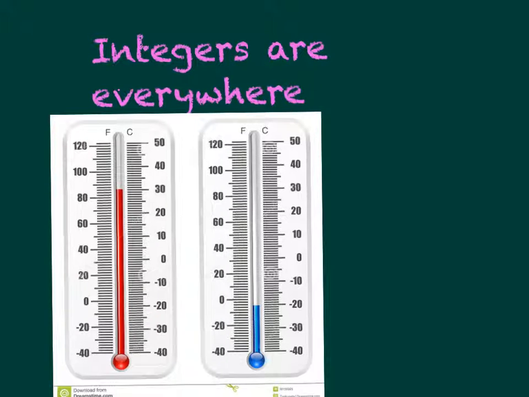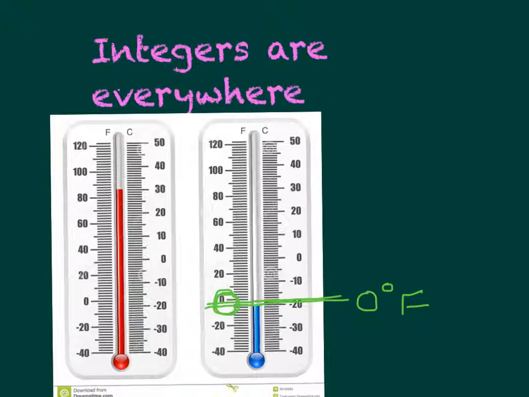Let's look at some real-life examples of integers. A thermometer is basically a number line, but instead of a horizontal number line, it's a vertical number line. And we look at thermometers and we see that a thermometer has 0 on it. So here's my 0 degrees Fahrenheit. Okay, so I'm looking at this 0 right here.